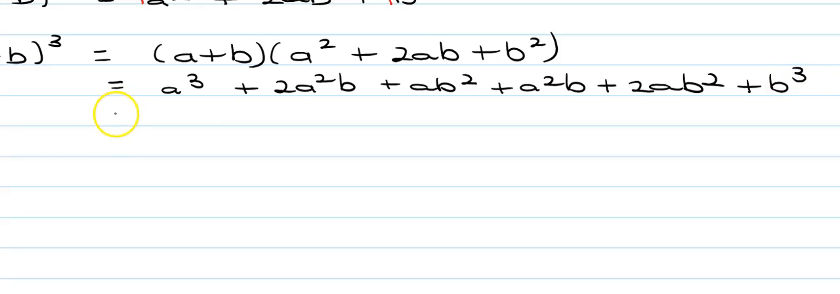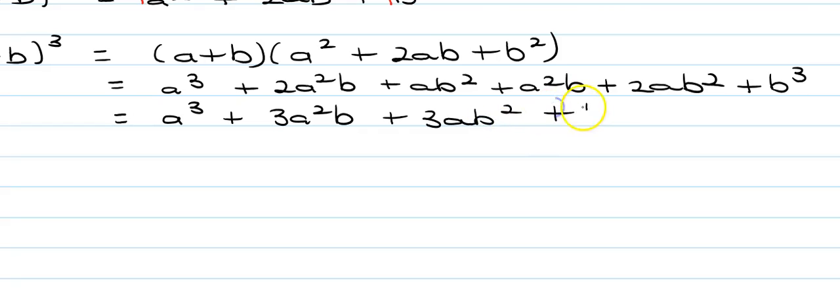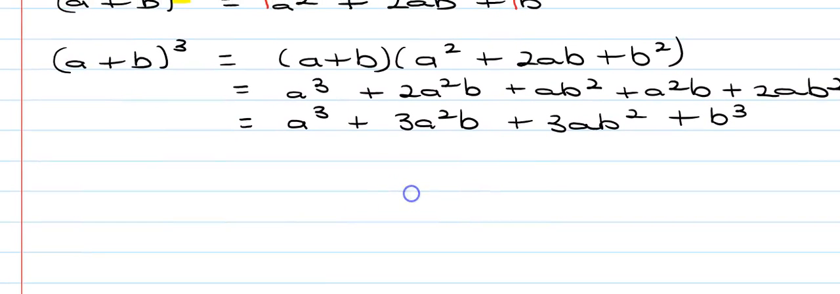Now I'm just going to simplify, collect together those like terms. So I've got a cubed plus 3a squared b, since there's this a squared b and this a squared b. This one here plus this one is 3ab squared, and then plus b cubed. Now let's look at this end result where we are expanding a cubic expression. Look at the coefficients: 1a cubed, 3a squared b, 3ab squared, and 1b cubed. Obviously when there's a 1, we don't write the 1. But what we find is that these coefficients are the third row of Pascal's triangle.